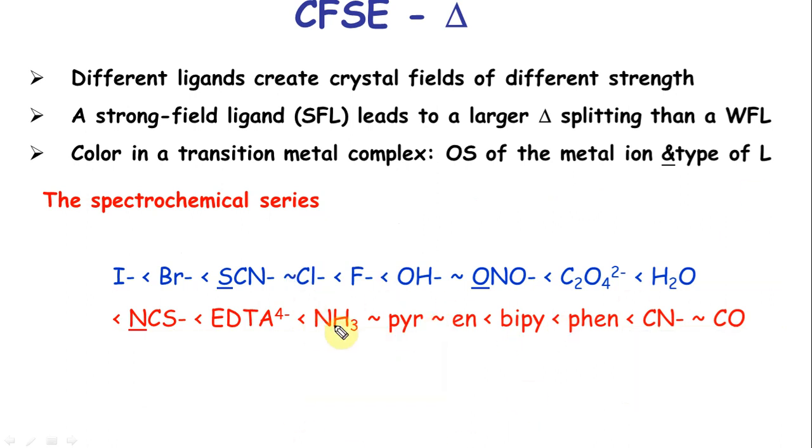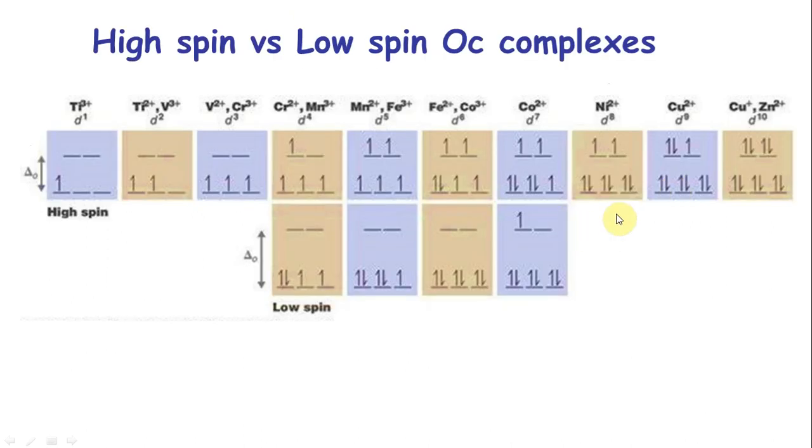Again, a strong field ligand, the red ones, splits the crystal field more than a weak field ligand. Accordingly, this is what you are going to see for high spin and low spin complexes. This is for an explanation. You don't need to memorize any of them. If you can calculate the total number of electrons, you can calculate the number of lone electrons based on high spin or low spin.